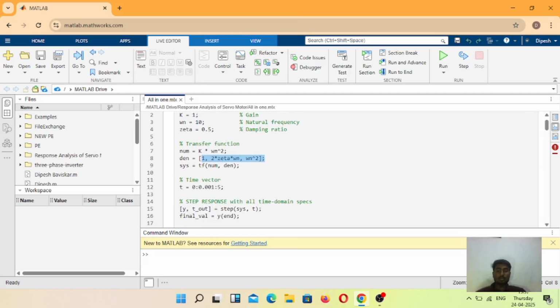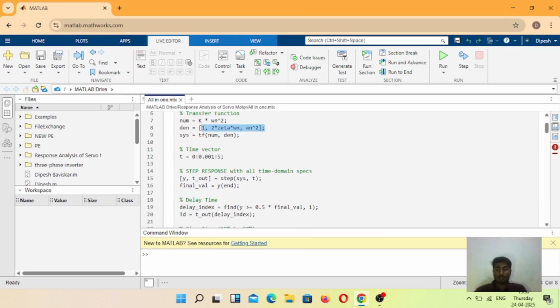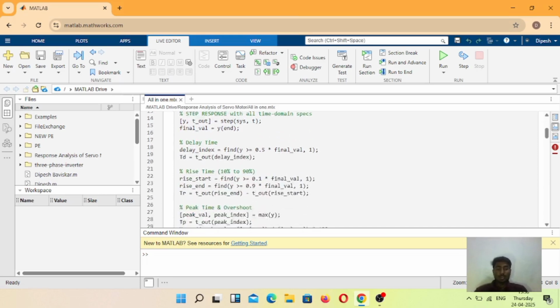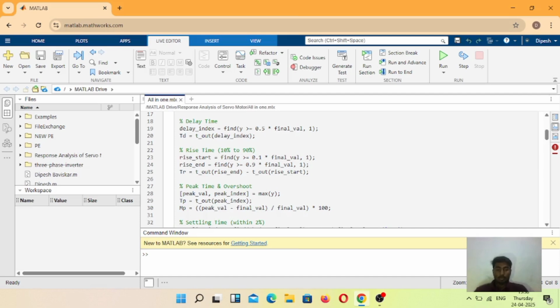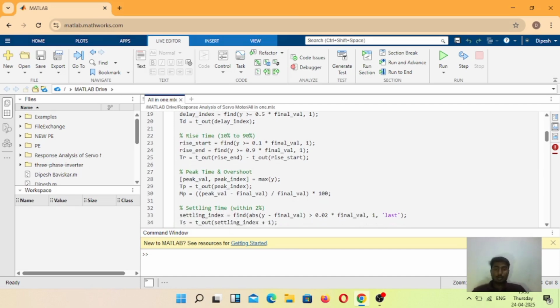The time vector is a time array from 0 to 5 seconds, with steps of 0.01 for smooth plots. For the step response, all time domain specifications are calculated as the system output when a unit step input is applied. Delay time is the approximate time needed to reach 50% of the final value. Rise time is the time between 10% and 90% of the final value.